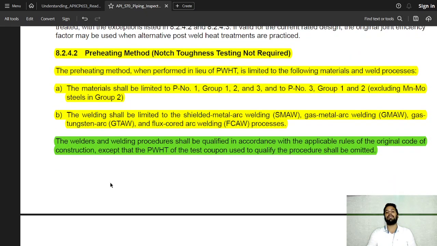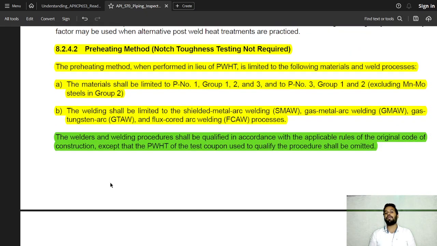The preheating method, when performed in lieu of PWHT, is limited to the following materials and welding processes. Material shall be limited to P1, Group 1, 2, 3 and to P3, Group 1 and 2. The welding shall be limited to shielded metal arc welding, gas metal arc welding, gas tungsten arc welding, and flux core arc welding. The welders and welding procedure shall be qualified in accordance with the applicable rules of the original construction code, except the PWHT of the test coupon used to qualify the procedure shall be omitted.